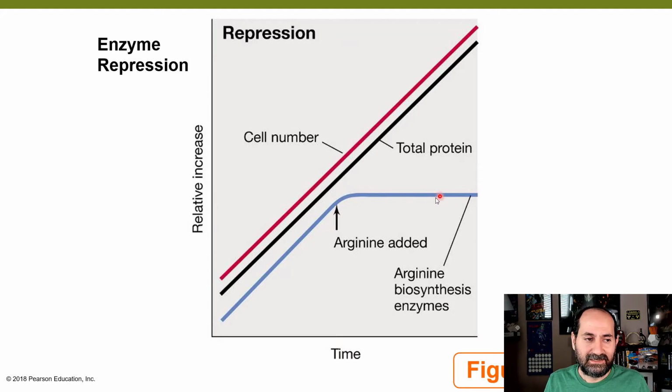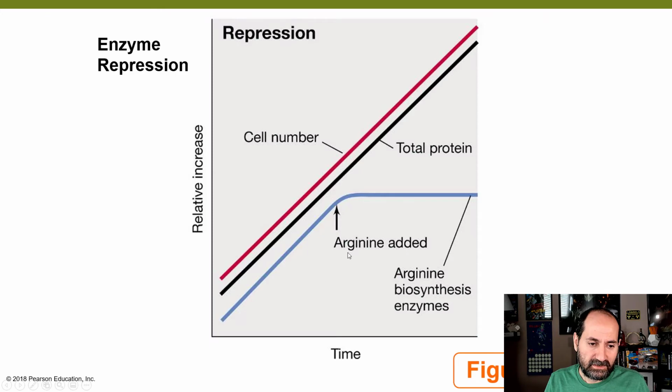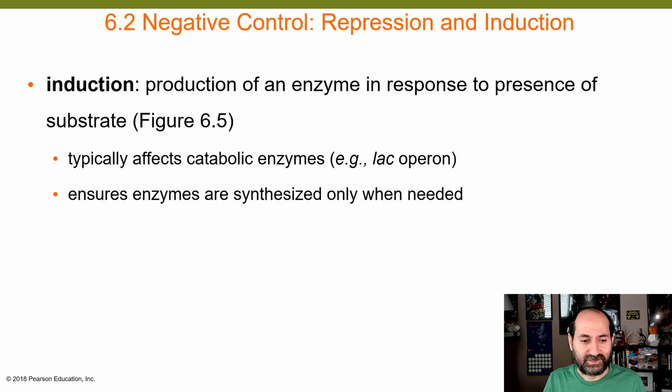Does that make sense? So again, when do you see negative control? You see negative control usually when you're dealing with genes that control for amino acid and nucleotide precursors, and usually the final product of this biosynthetic pathway can repress the enzymes. So what does that mean? The product of this pathway is arginine, but too much arginine can help to repress its own enzymes, the very enzymes that lead to its creation.